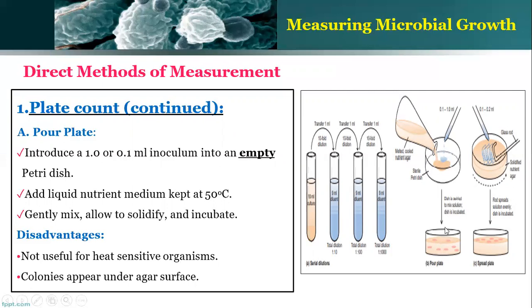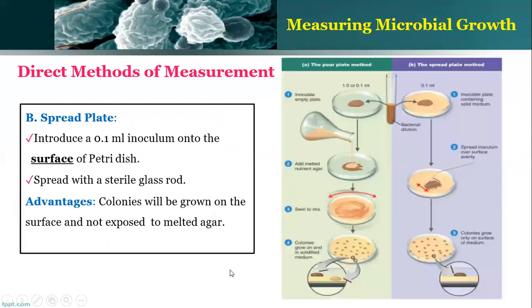Gently mix properly, rotate the plate so that the sample is mixed with the medium evenly. The disadvantage of this method is that it is not useful for heat sensitive organisms. Here you are mixing the sample in the medium at 50 degrees centigrade, so the organisms which cannot withstand this temperature cannot grow here. And as it is mixed with the medium, the subsurface or under-the-agar organisms also grow. That is another disadvantage of the plate count method.